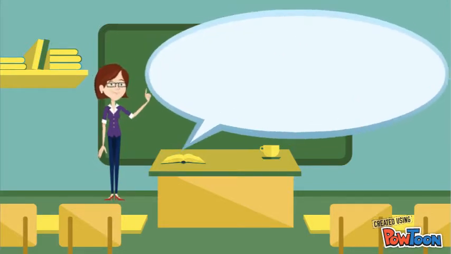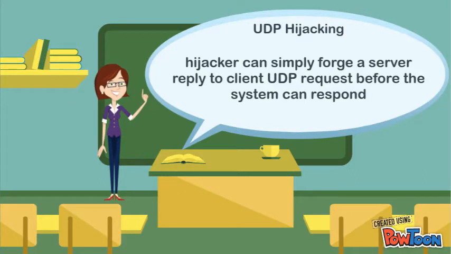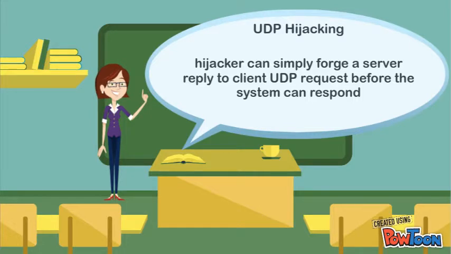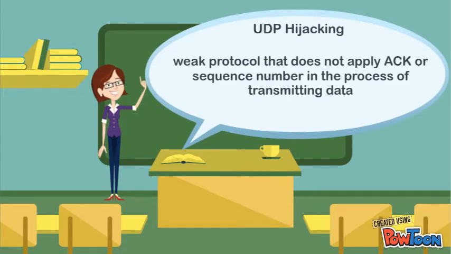Next is User Datagram Protocol, UDP, hijacking, which is mostly the same as TCP hijacking. The difference between UDP hijacking and TCP hijacking is that the hijacker can simply forge a server reply to a client UDP request before the system can respond. This is because UDP is a weak protocol that does not apply ACK or sequence numbers in the process of transmitting data.